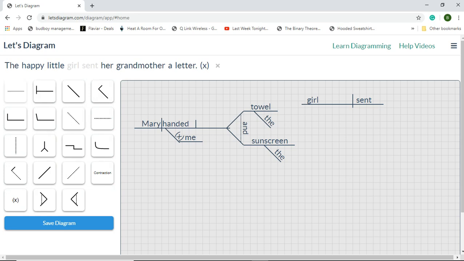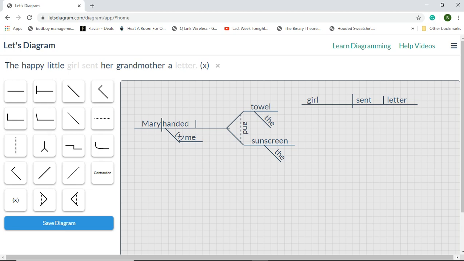What did she send her grandmother? Real quick for our direct object. She sent her grandmother a letter. There we go. So we have our subject girl, sent the verb, letter is the direct object. What is she sending? She's sending the letter. It's transferring to the letter.